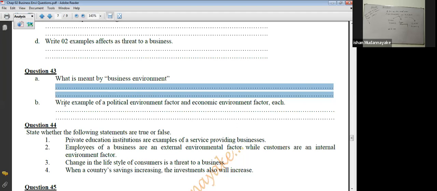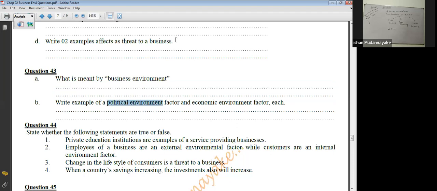Then part B. Write an example of a political environmental factor and an economic environmental factor each. Political environment factor: fiscal policy and infrastructure development policy. Then economic environmental factor: inflation, interest rate, level of employment, savings.